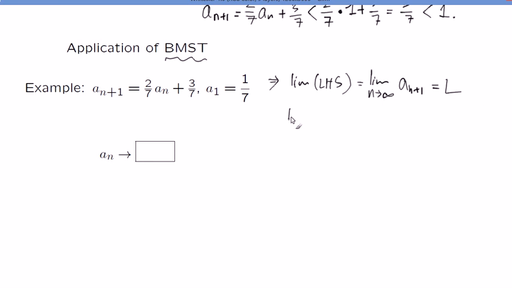What is the limit of the right-hand side? The limit as n approaches infinity of 2/7 a_n + 3/7, right? Then what kind of result do we use to do something about this right-hand side? Let's go through some of the theorems. Squeeze theorem? Not really. Geometric sequence theorem? Not really. Growth rate? Not really. How do you change this expression on the right-hand side or simplify it? What do we use?